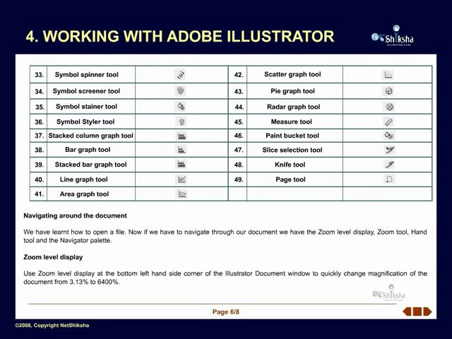Navigating around the document. We have learned how to open a file. Now if we have to navigate through our document, we have the zoom level display, zoom tool, hand tool and the Navigator palette. Zoom level display. Use the zoom level display at the bottom left hand side corner of the Illustrator document window to quickly change magnification of the document from 3.13% to 6400%.